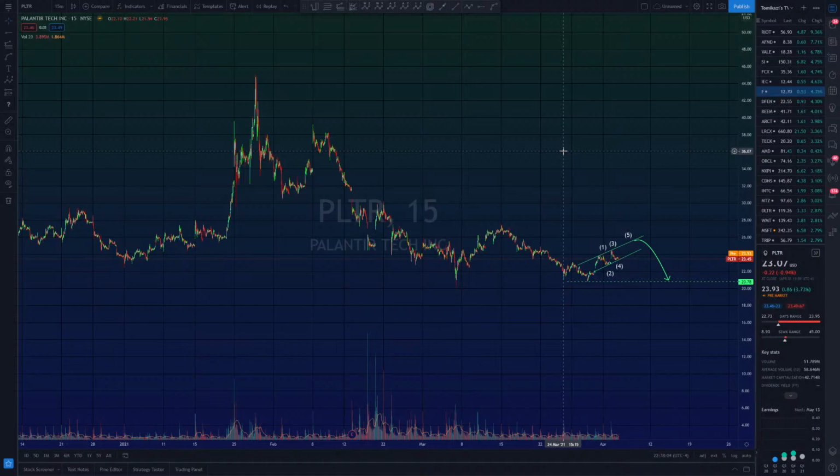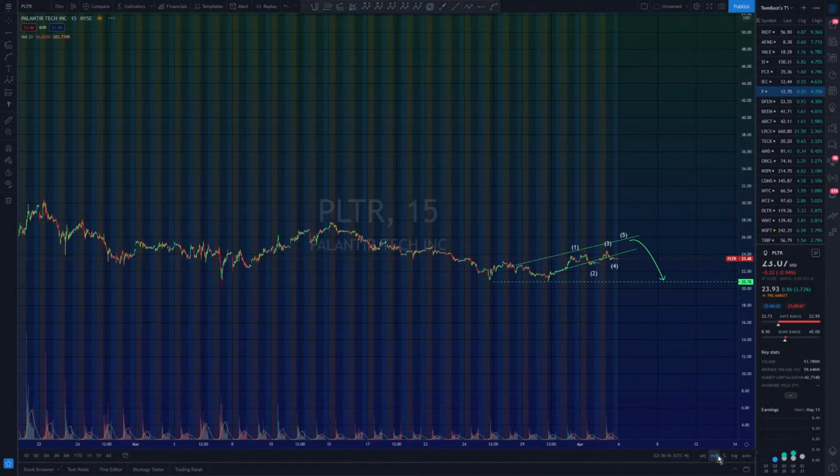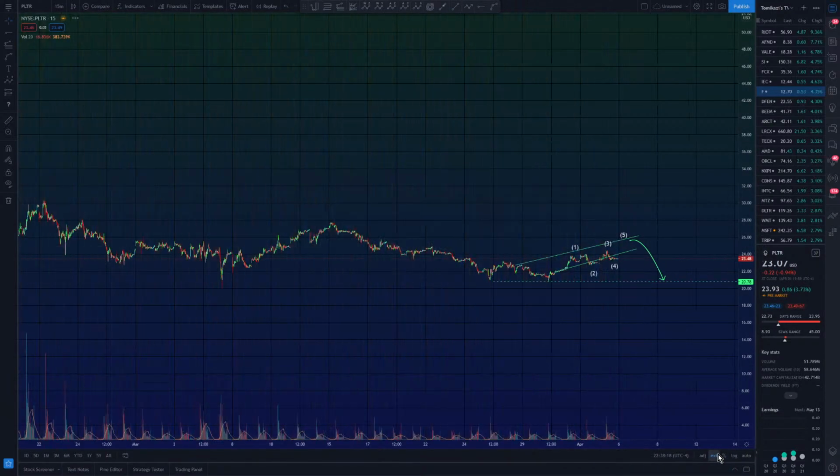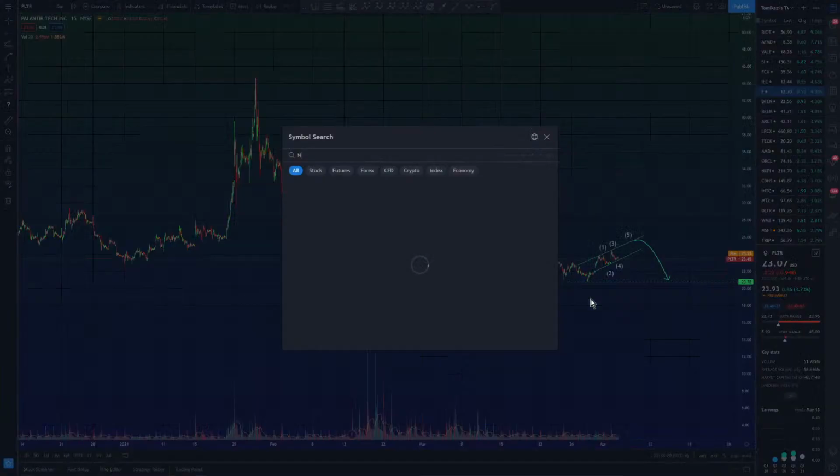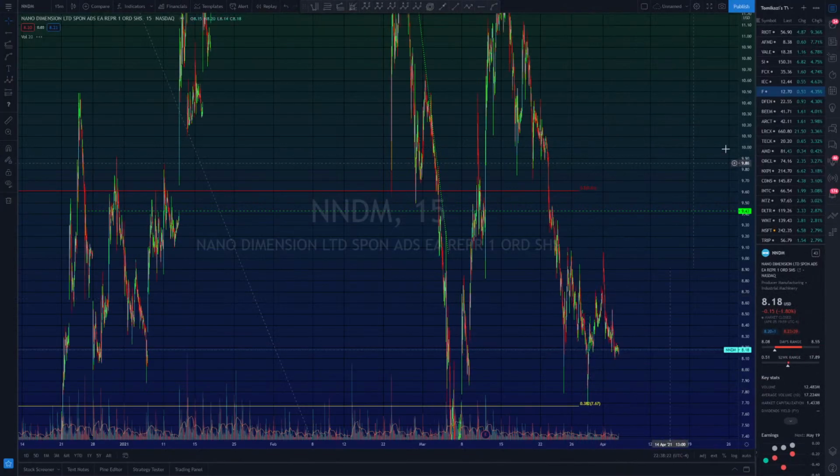Been getting some requests for NNDM here. But I think Palantir short term should be somewhat bullish. I think they had good news. It doesn't look like it's doing much after hours. And then DM 3D printing. So let's look at that.